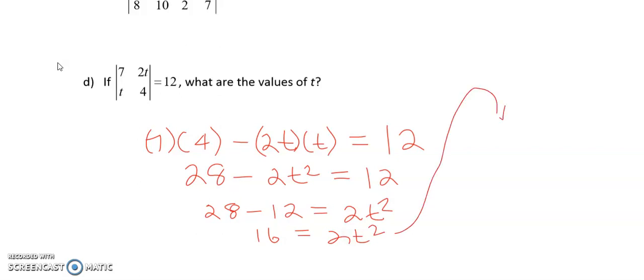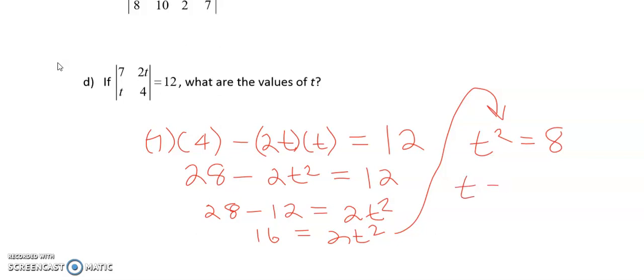Let me come up here and finish the calculation. Divide both sides by 2, of course. You're going to have t squared is equal to 8. Now, what would you do there to get t by itself? Well, you take the square root of both sides.